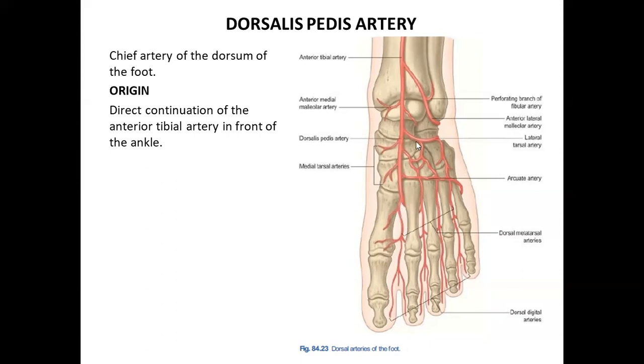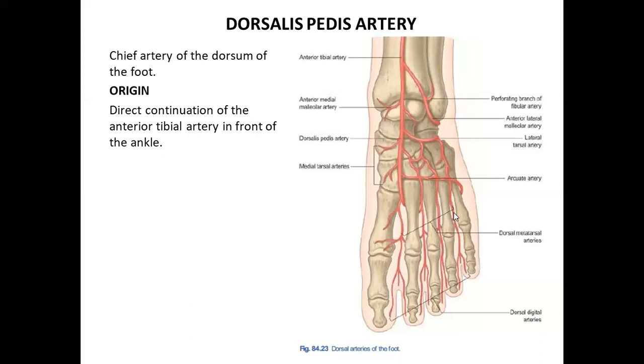Now, what are the branches? We have lateral tarsal artery, we have medial tarsal arteries, we have this artery that is the arcuate artery. It passes with a convexity towards the lateral side. This arcuate artery in turn gives 3 branches, which are the dorsal metatarsal arteries. ये dorsal metatarsal arteries नीचे आती हैं और 2 branches में divide करती हैं, जो कि adjacent side of different toes को supply करती है. So this is the second, third, and the fourth dorsal metatarsal artery.